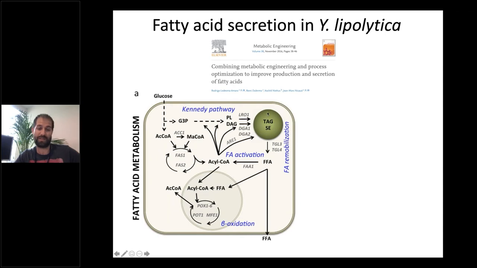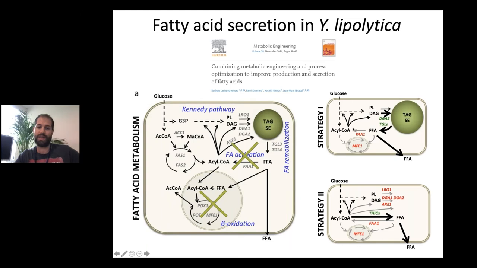The neutral lipids, the main storage lipid in Yarrowia, triacylglycerols, cannot cross membranes, and they are well stored in these lipid bodies that we visualized before with these green droplets. But what we did was to block the activation of free fatty acids and the beta-oxidation of these free fatty acids, to prevent reconsumption or degradation, in order to convert the neutral lipid moiety into an amphipathic lipid moiety. And we know amphipathic lipids can cross membranes.